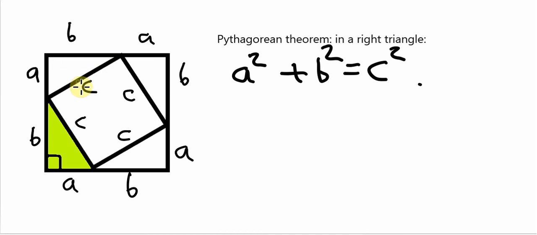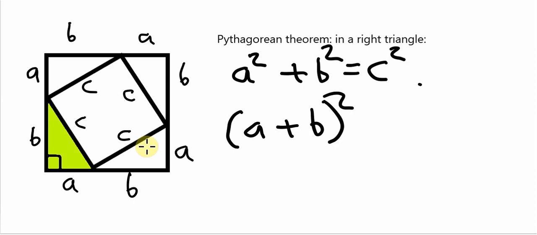So how big is this square? Well, that is c squared, and that's equal to the area of this bigger square minus the four triangles. So that's equal to a plus b squared. That is how big this greatest square is, and then minus four times each triangle, and this has area a half times a times b, so times a half a times b.